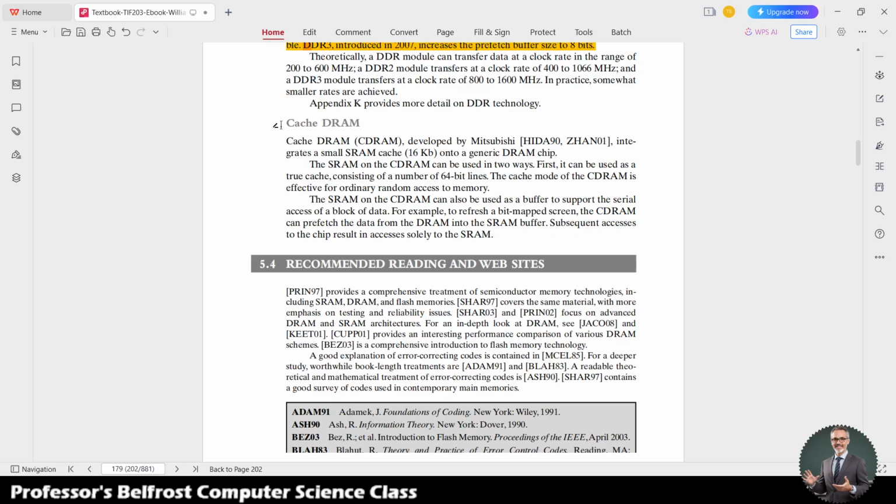Next, we have cache DRAM. I think this is the last lesson for today, right? So cache DRAM integrates a small SRAM cache into a generic DRAM, so it can be used in two ways. First, it can be used as a true cache, consisting of a number of 64-bit lines. The cache mode of the cache DRAM is effective for ordinary random access to memory. And the SRAM on the cache DRAM can also be used as a buffer to support the serial access of a block of data.